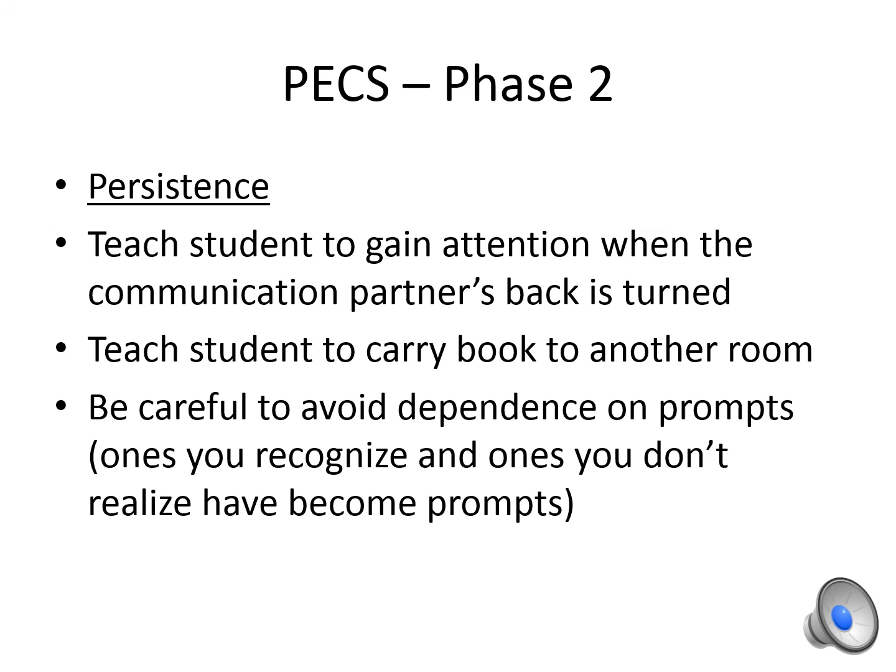The other part of phase 2 is persistence, and so we try to teach the child to actually gain someone's attention when the partner is not necessarily looking at them, not necessarily paying attention to them. So this is another place where we want to be very careful to avoid prompting. If we do too much prompting or any prompting, they're going to become reliant on the prompts and not be independent.